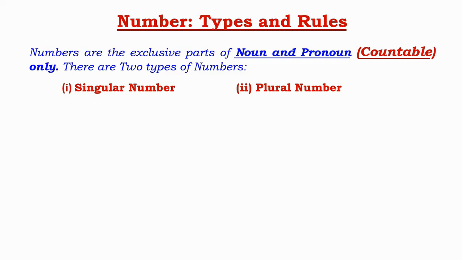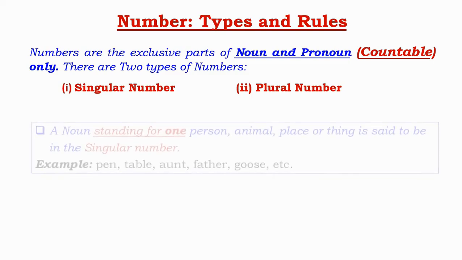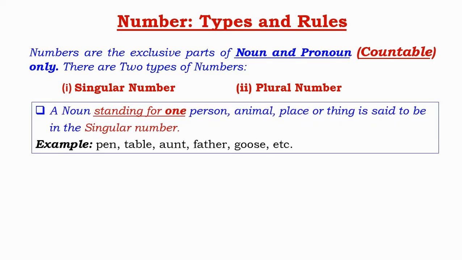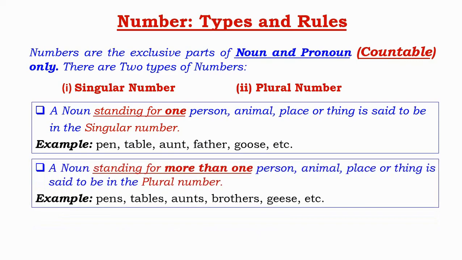Now, what is singular number? The definition of singular number is that a noun standing for one person, animal, place or thing is said to be in the singular number. Examples for this are pen, table, aunt, father, goose, etc. And the plural number is that a noun standing for more than one person, animal, place or thing is said to be in the plural number. Examples: pens, tables, aunts, brothers, geese, etc.